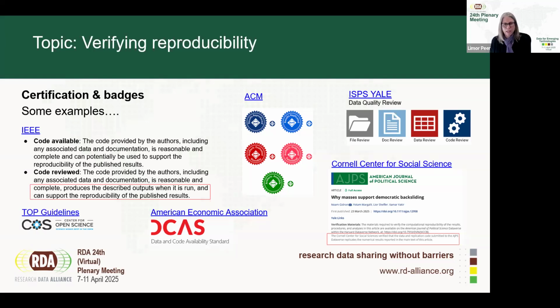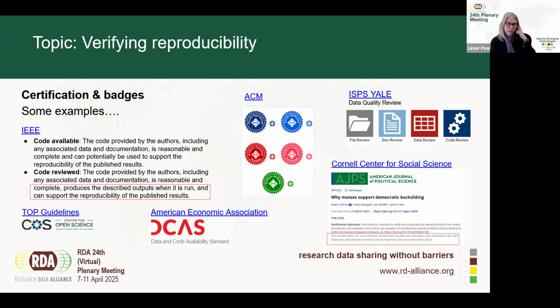So that's one example. The IEEE has these 2 standards: is the code available, and is it reviewed? I highlighted in a little red box there that by code reviewed, they mean that it produces the described outputs when it is run. It can support the reproducibility of the published results. So the IEEE will publish articles, and they can earn a reproducibility badge. It helps with credibility and visibility, and it appears in the IEEE Xplore Digital Library.